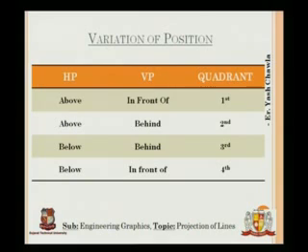Now, this is what he explained: for the first quadrant, if I have an object, it will be above HP and in front of VP. For the second quadrant, in this case it will be a line, it will be above HP and behind VP. In the third quadrant we will have the line below HP and behind VP, and for the fourth quadrant we'll have the line below HP and in front of VP. So these are the different positions as defined by the different quadrants.